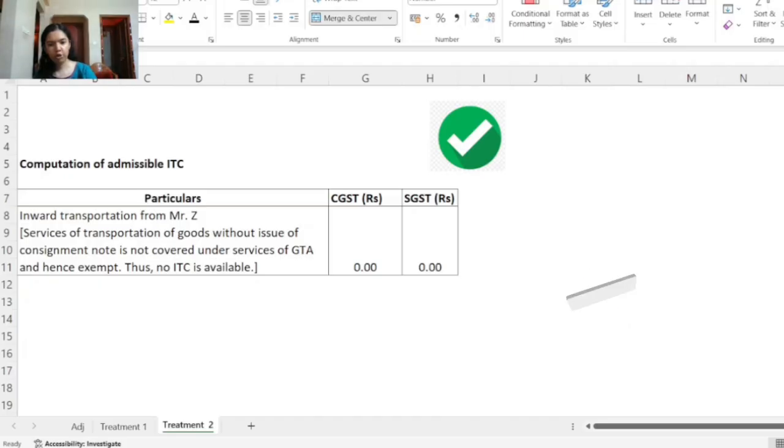So, the key point you need to remember here is whenever you see a transportation question, check if the consignment note has been issued. Only if the consignment note has been issued, it becomes a GTA service. If not, it is just an exempt transport service. No GST, no ITC. So that's it. Short, clear, and conceptually solid.